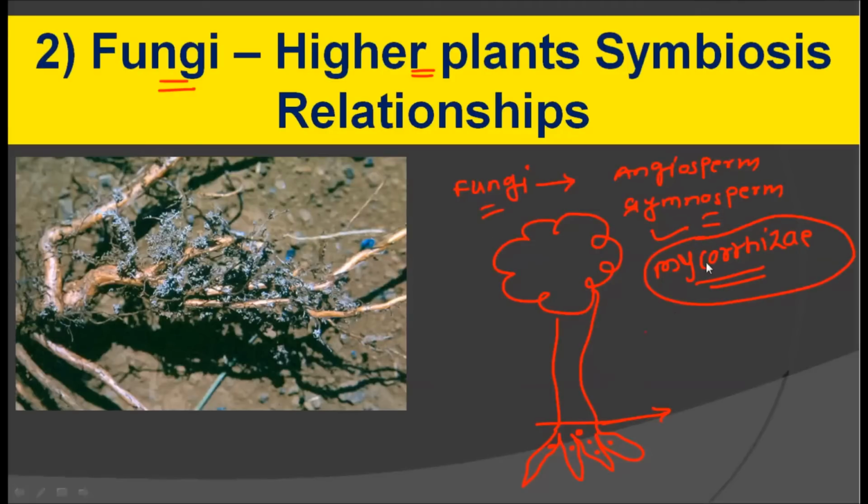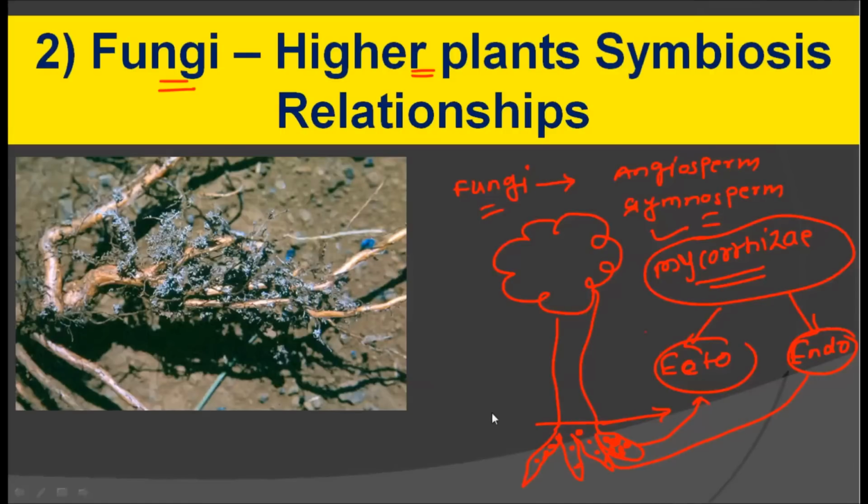Now, this mycorrhizae may be ectomycorrhizae or endomycorrhizae. All right. These types depend upon whether the fungus is present on the outer surface of the root of a higher plant or inside the cells of the roots of higher plants. If they are present on the outer surface of the root, then it is called ectomycorrhiza, and if they are present inside the cell, then it is called endomycorrhiza.